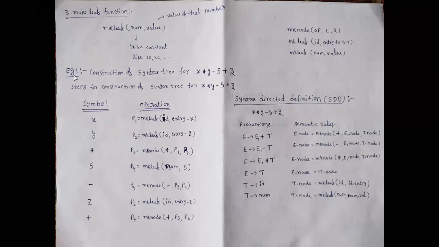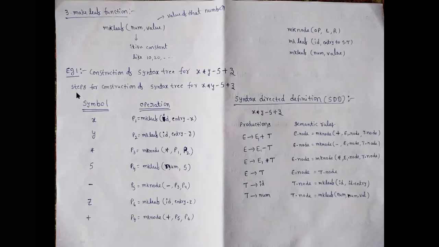Let us consider one example: construction of a syntax tree for x star y minus 5 plus z. This is the given expression, and we have to construct the syntax tree for it. How do we construct it? We use three functions: mk node having op comma left comma right, mk leaf having id comma entry to symbol table, and mk leaf having num comma value.